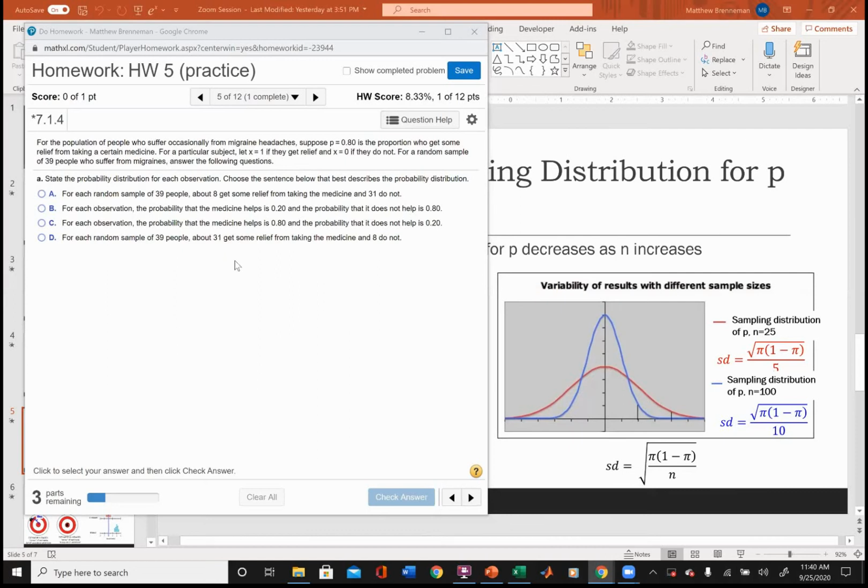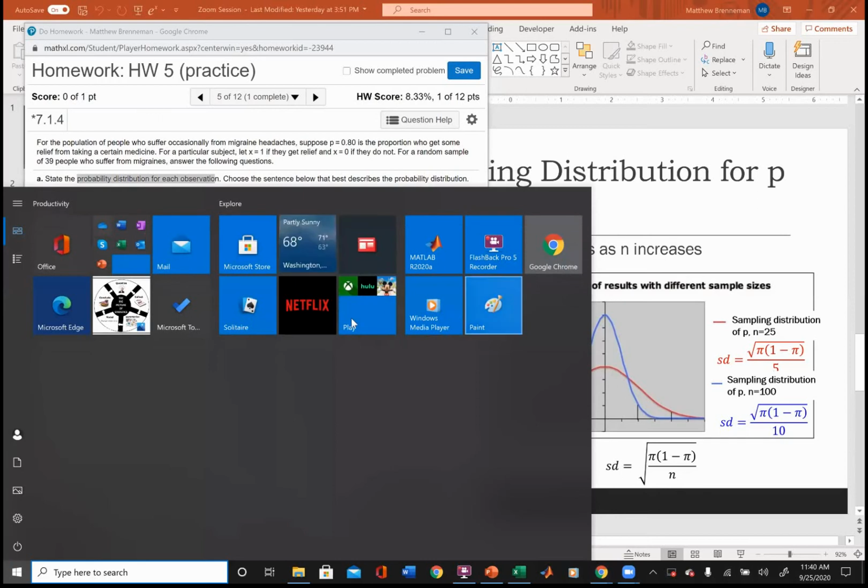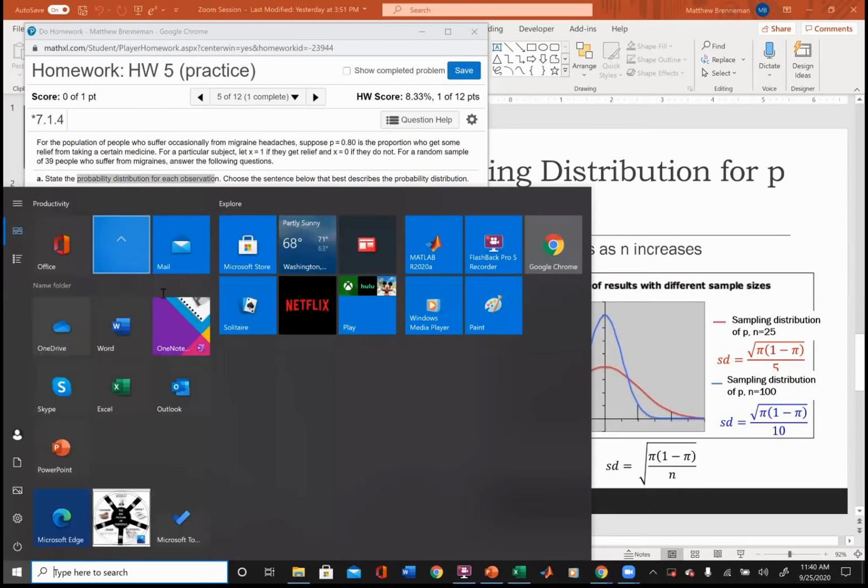Okay, so now we're going to go ahead and answer some questions. One of the things about statistics is words matter. You have to be very careful with the wording. They're asking us for the probability distribution of each observation. So what they want us to do is look at essentially a bar plot if we had the whole population. If we had the whole population and we were looking at one individual, which is what they want us to do, I'm just going to sketch this out really quick.